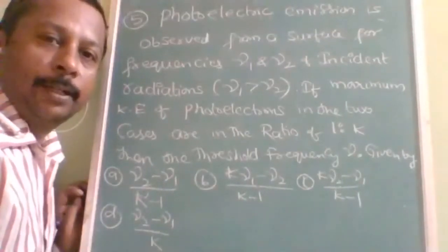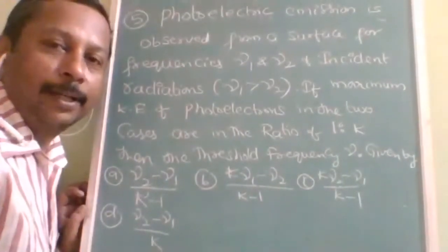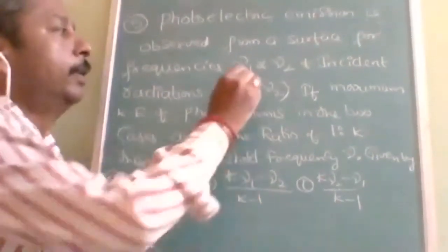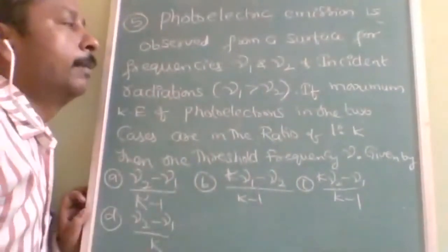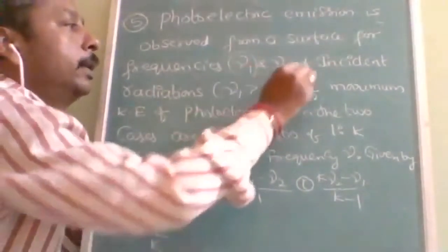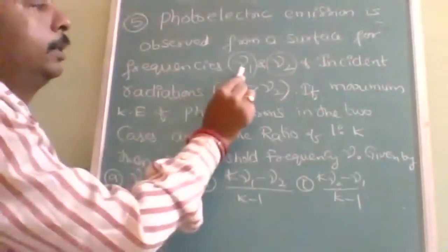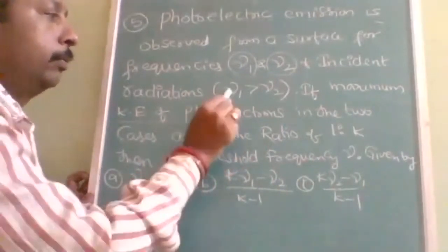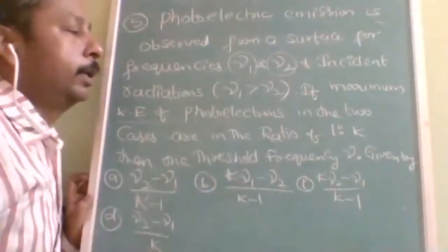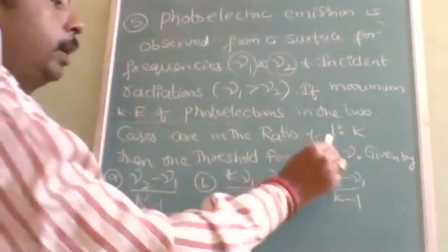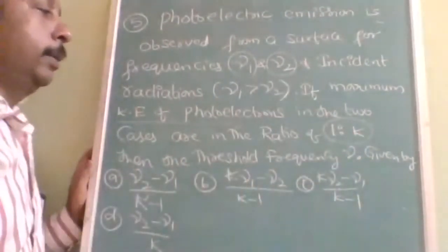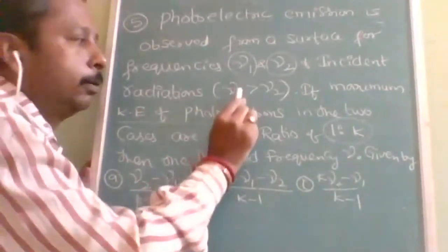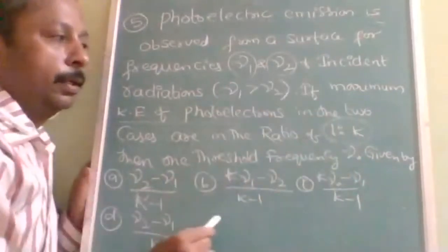Here comes another wonderful question. Photoelectric emission is observed from a surface for frequencies nu1 and nu2. The metal is the same, but two different frequencies are irradiated, and nu2 is more than nu1. The maximum kinetic energy for nu1 is Ke1 and for nu2 is Ke2, in the ratio of 1:k. Then he asks for the threshold frequency nu0 in terms of nu1, nu2, and k.